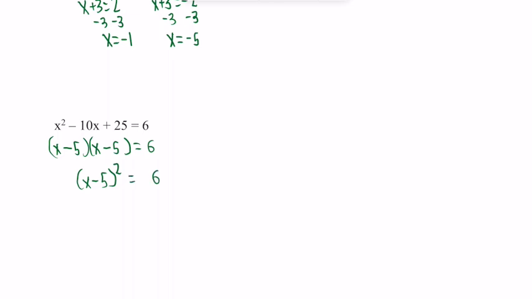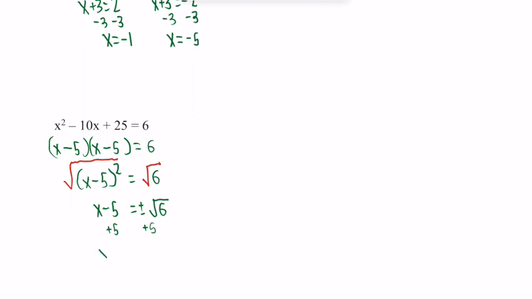And now we can use the square root property to get rid of that squared. We'll go ahead and put a plus or minus in front of the right side. On the left, the square and square root cancel out and we just have x minus 5. On the right, we can't really simplify the square root of 6, so we leave this as plus or minus square root of 6. And now we can go ahead and add 5 to both sides.